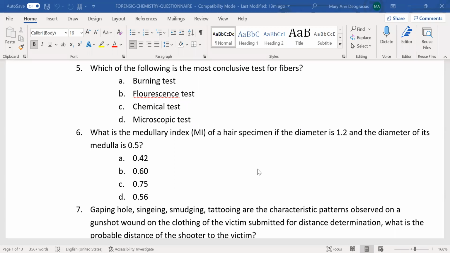So just like, for example, cotton. What is the appearance or the characteristics of cotton in the microscope? Cotton under the microscope has a ribbon-like structure which is twisted left or right on its axis, which is not present in other samples of fibers.